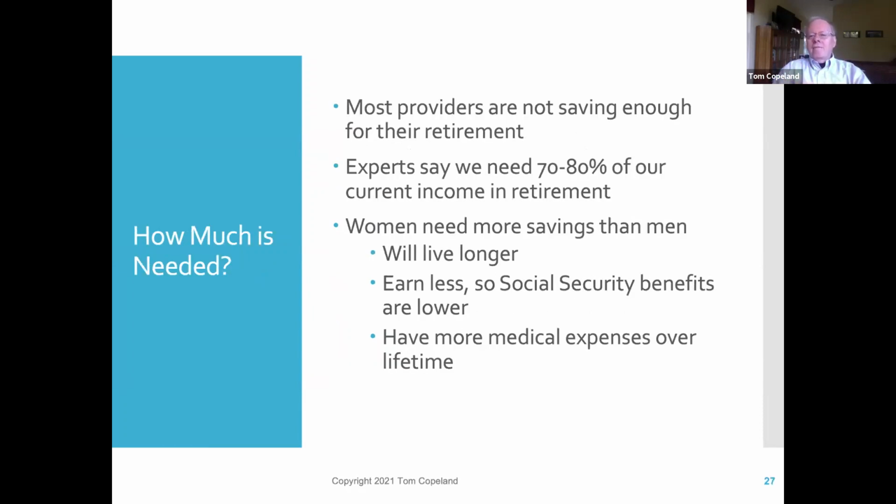How much do you need to save for retirement? Most providers aren't saving enough. Everybody is not saving enough. Experts say we're going to need maybe 70 to 80% of our current income in retirement. That means if you want to sustain the same standard of living that you have today, you're going to need about 70 to 80% of what you have today.